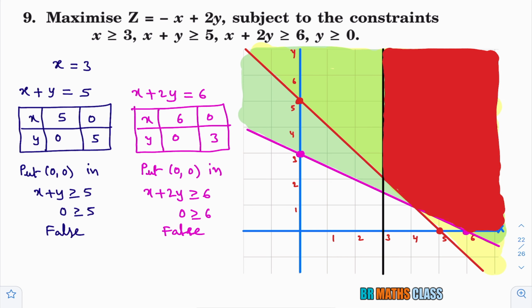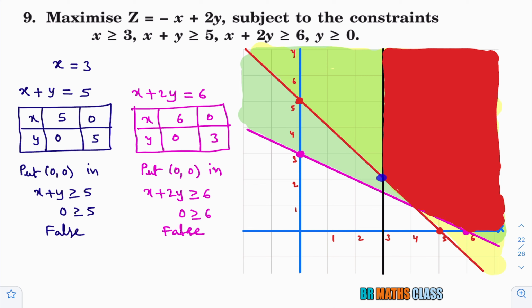Now, the second step is we need to find the corner points. You observe this is one corner point, this is the second corner point, this is the third corner point of the feasible region. So this point we already know. What is this point? This point is 6, 0.